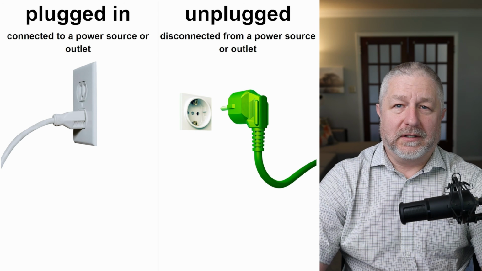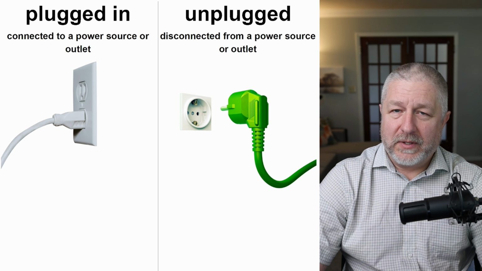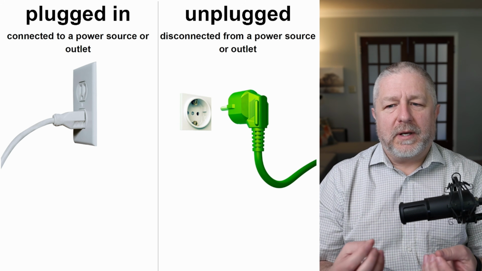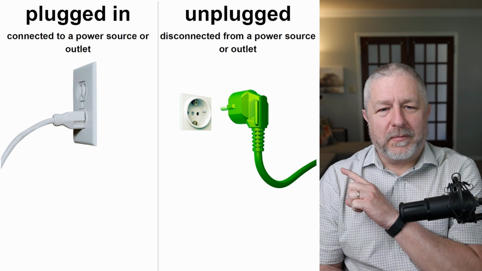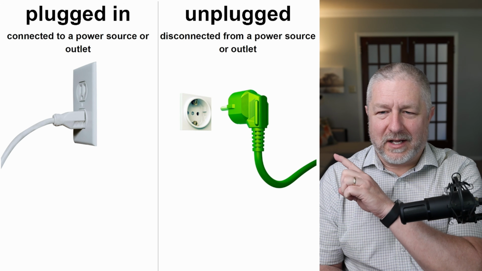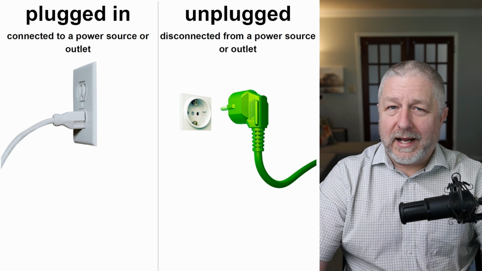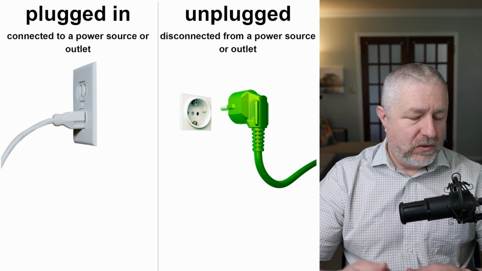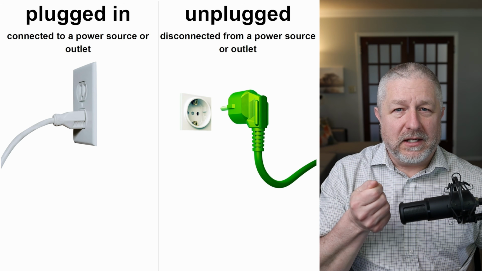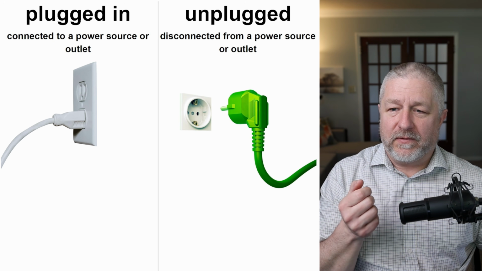Plugged in and unplugged. So when something is plugged in, it's connected to a power source or outlet. When it is unplugged, it is disconnected from a power source or outlet. So you might be wondering, by the way, the picture from the plugged definition, that's what things look like in North America. And then the unplugged is definitely from a different country than mine. If you're wondering why I added the word in, when you have something like a pair of headphones or something that you need to plug in the wall, we use plugged in. So the toaster is plugged in. The phone is plugged in to charge.